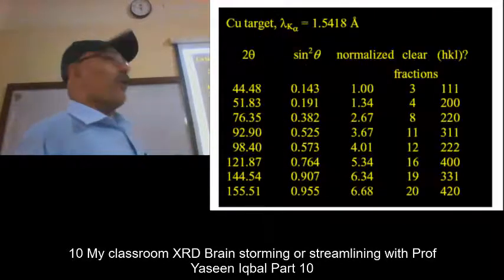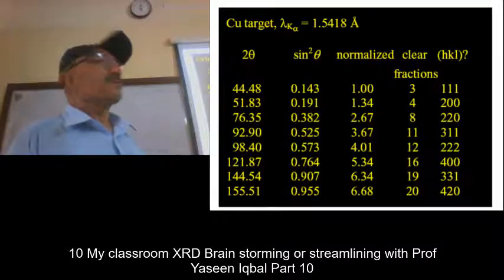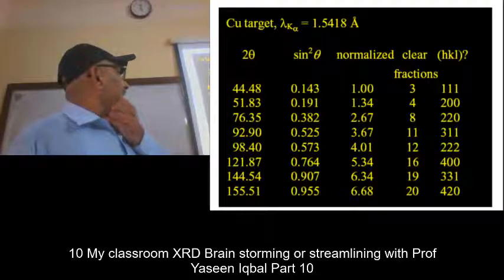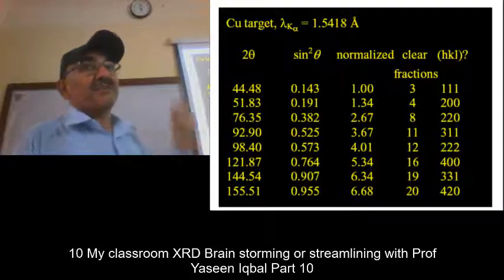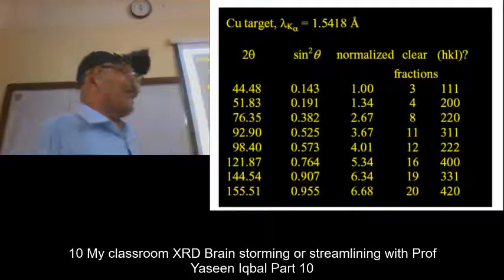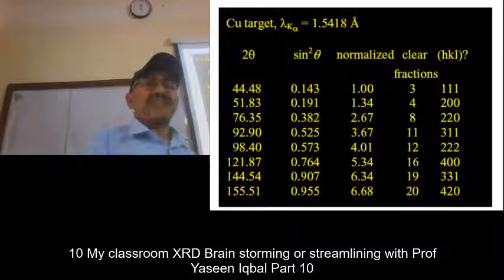4, 2, 0, 0. h square plus k square plus l square, h is 2. And in this way, he got these numbers. And these are the hkl indices and planes.